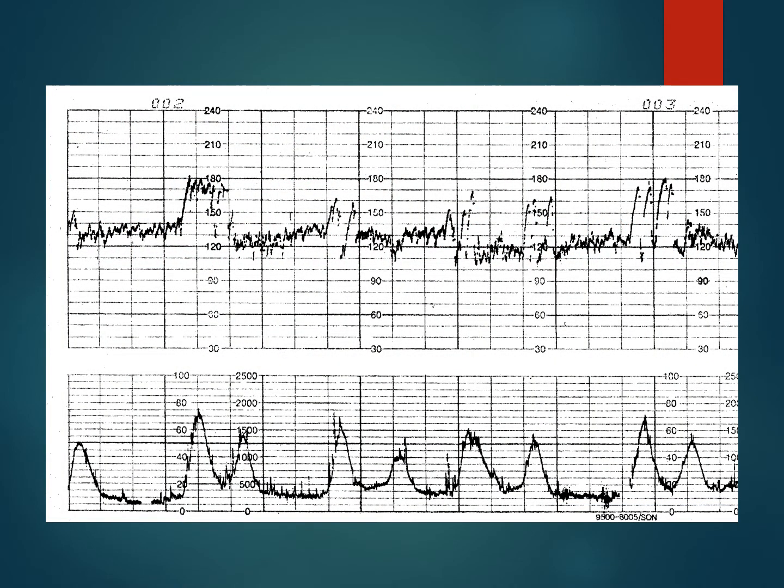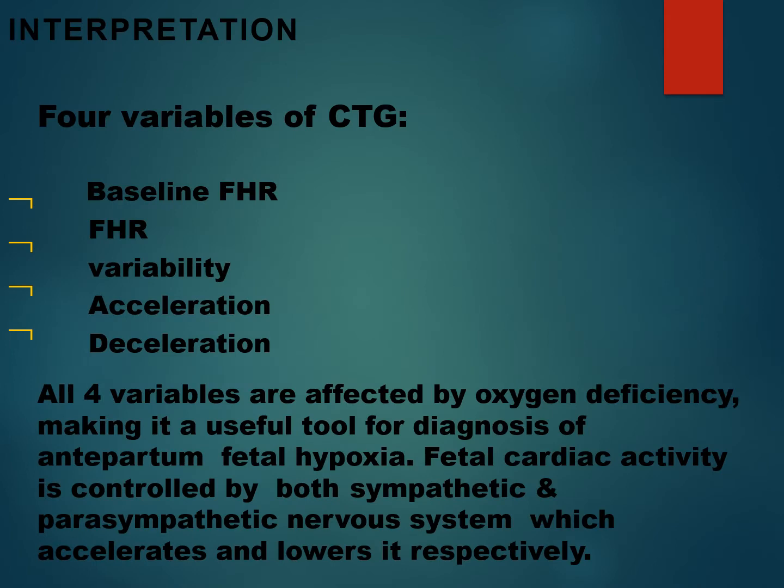This is the cardiotocogram. The upper one is the fetal heart. The lower one is the uterine activity. Four variables of the CTG can be assessed: the baseline, the variability, the accelerations, and the decelerations. All four variables are affected by oxygen deficiency, making it a useful tool for diagnosis of antepartum fetal hypoxia.